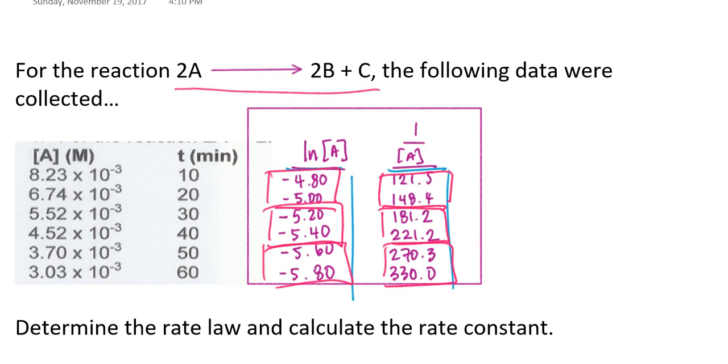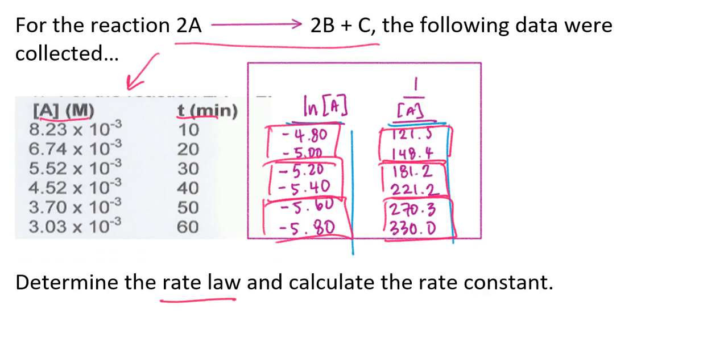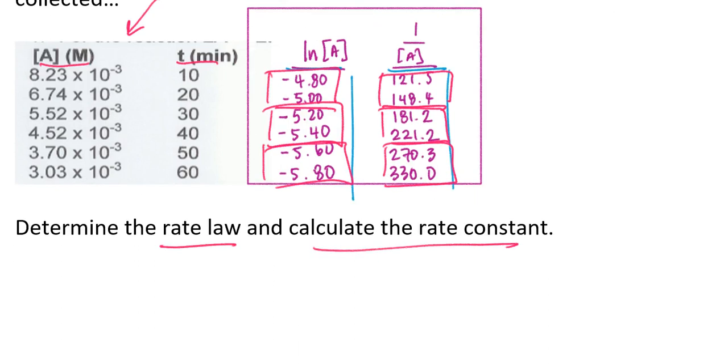Now, suppose that I was initially given this data right here. Notice it's concentration versus time that's been measured at 10-minute intervals. They want me to determine the rate law and calculate the rate constant. If I look at these specific intervals, I'll call them M1, M2, and M3.